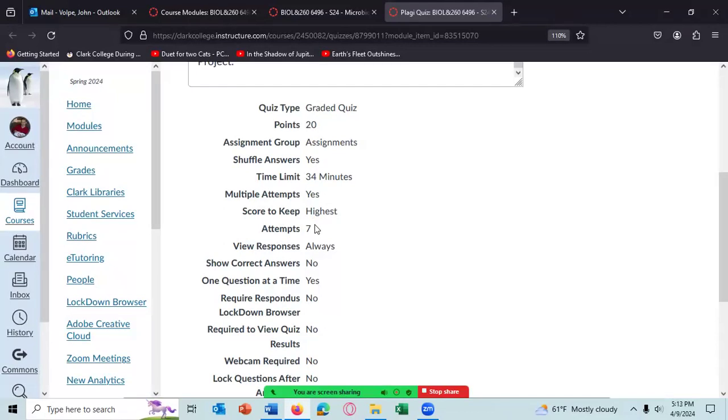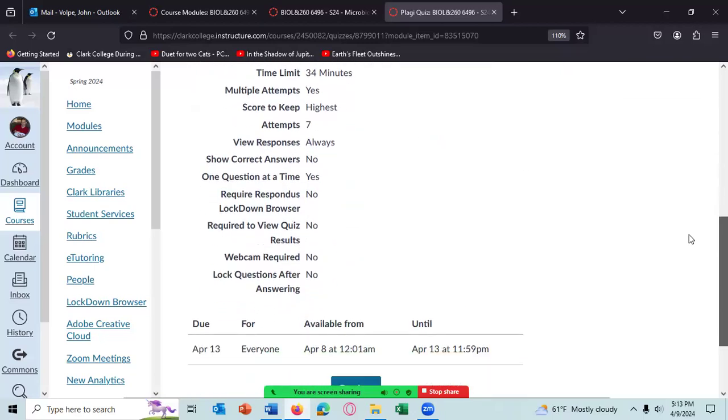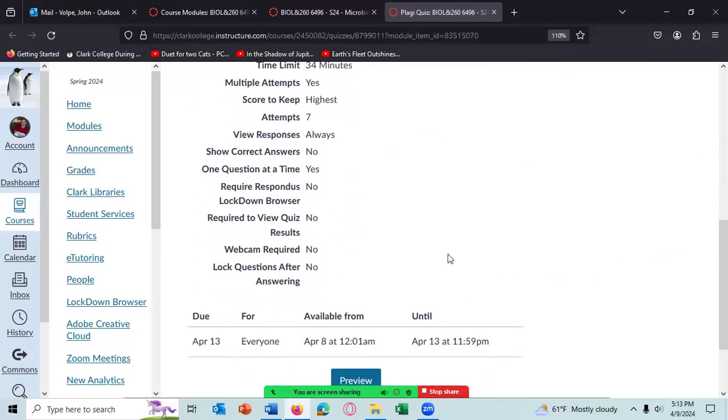It will be the same questions on the second attempt, but if you do not get 100% on this Plagie quiz, then the infectious disease project, which is worth 100 points, you get 0 points on the infectious disease project if you don't get 100%. Any questions about the Plagie quiz? This quiz must be done by Saturday of this week. It must be finished by 11:59 p.m.